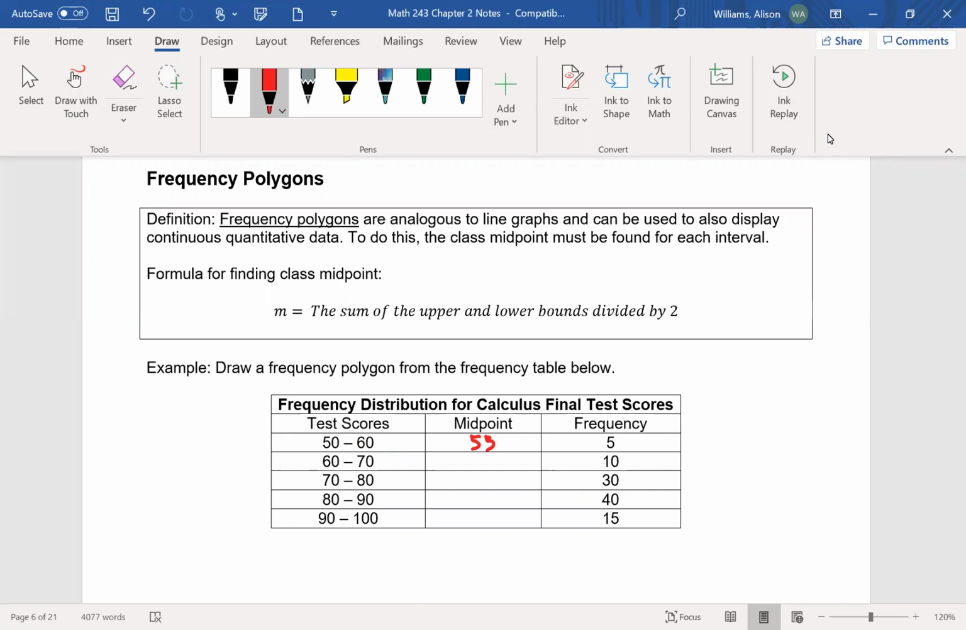So the next one is going to be 65. And then 75, and then 85, and then 95. And by the way, the midpoints increase by 10, which also happens to be the class width. So because each of these increase by 10, so does the midpoint. So if I'm given the first midpoint for the first class, I could find the rest of the midpoints by just adding the class width.